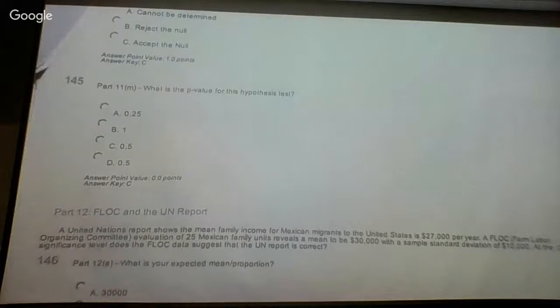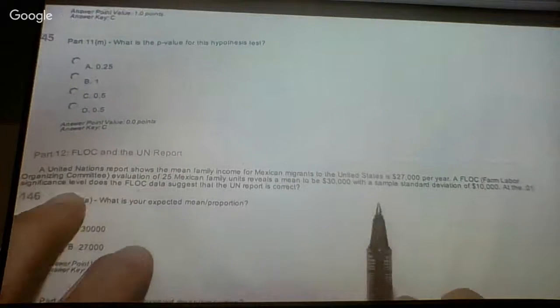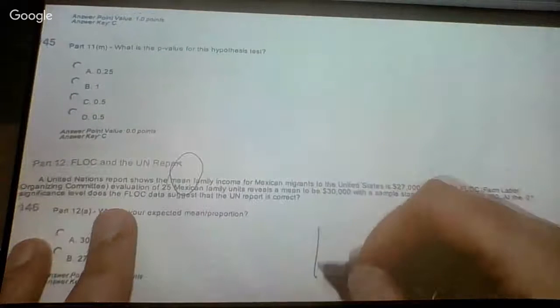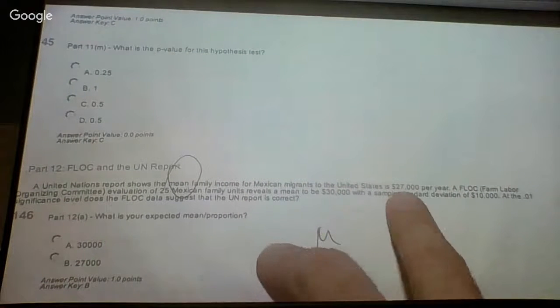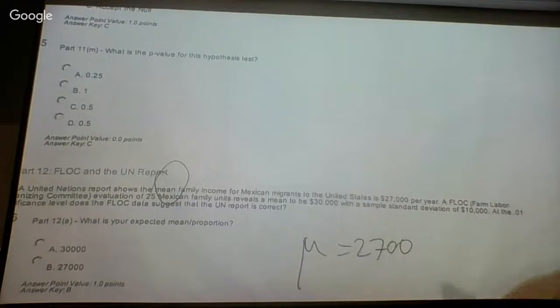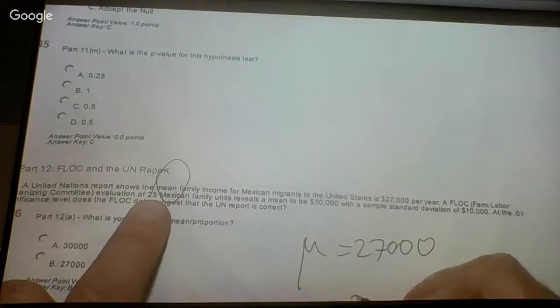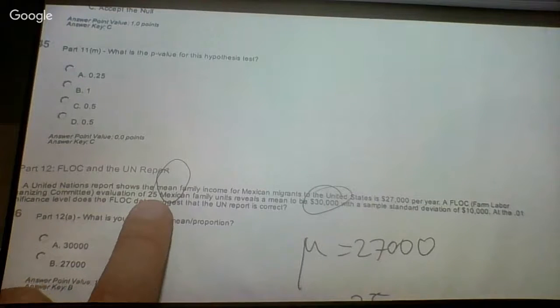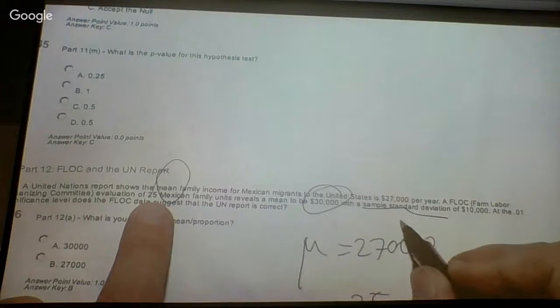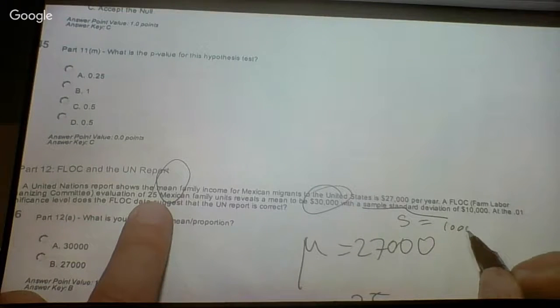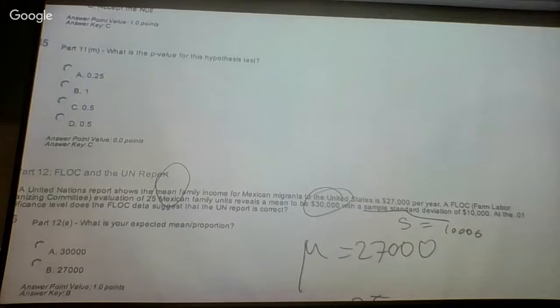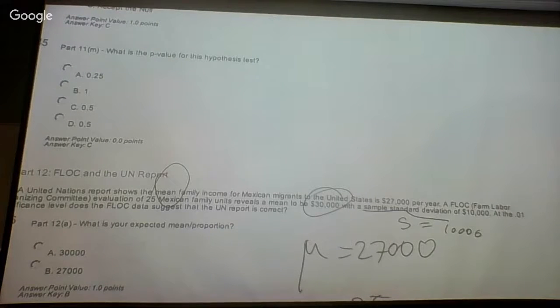Question. In the UN report, the UN shows that the mean family income for Mexican immigrants to the United States is $27,000 per year. And then we look at a sample of 25 and found the mean to be 30,000 with a sample standard deviation, otherwise known as S, being 10 grand. We're asking, are we correct? Directional or non-directional? Katie? Non-directional. Very good. You can be wrong in either direction.